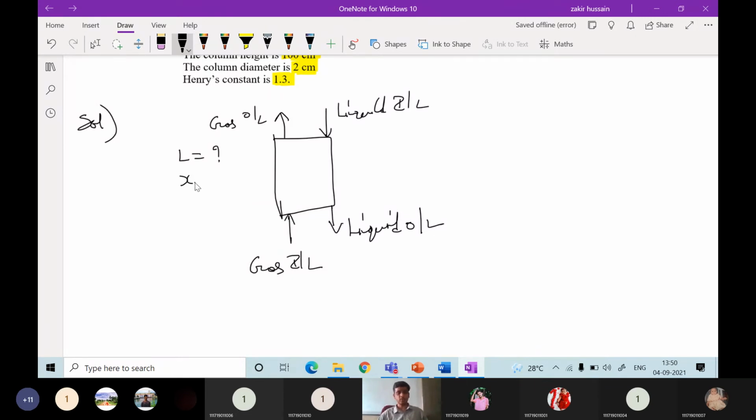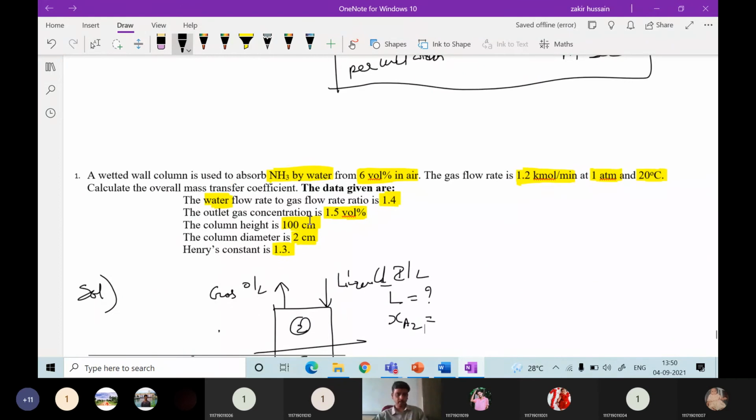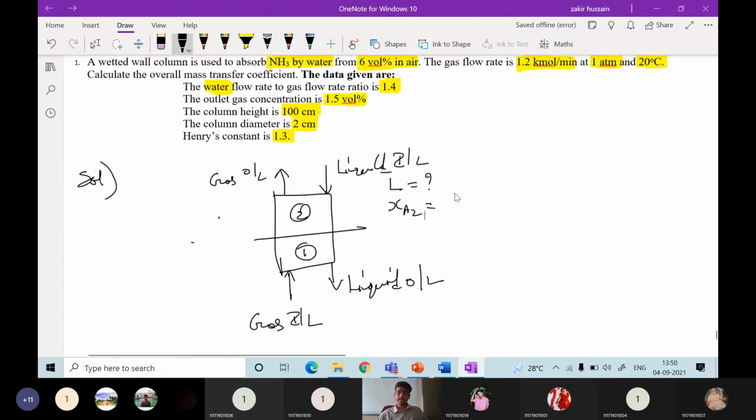Then XA2 we want. Okay, top variables we are taking as 2, bottom variables as 1. So this is XA2, mole fraction of, okay, sorry. This one is the liquid inlet. So L we don't know. XA2 we don't know. The mole fraction of component A in the liquid inlet, we don't know the liquid data. Then the equilibrium mole fraction of component A in the gas, which is YA2 star, this is also we don't know.